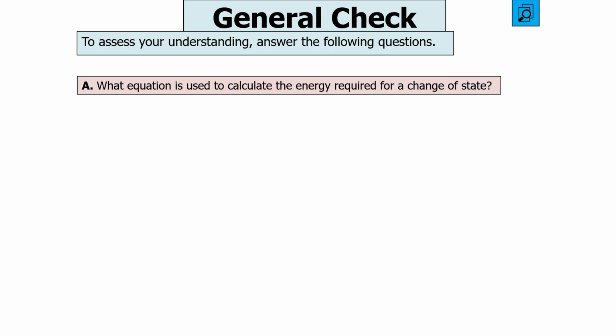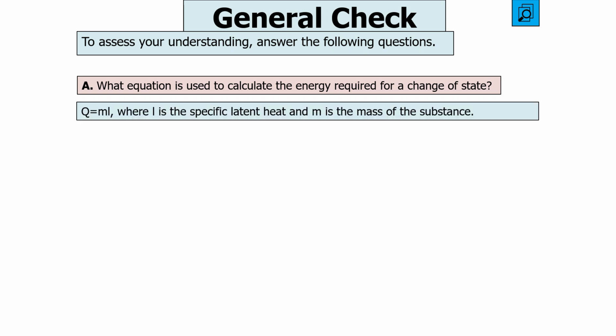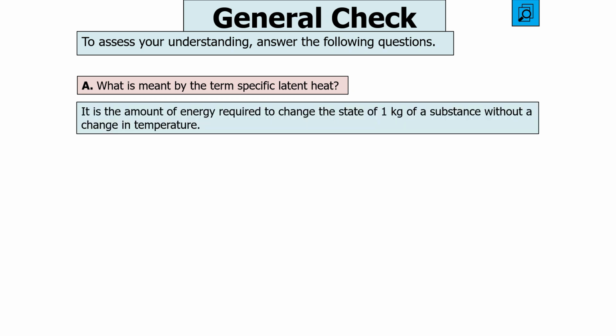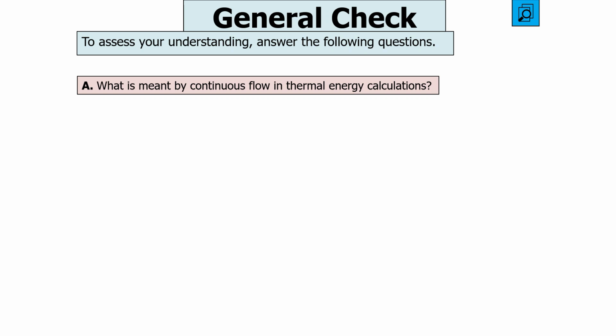What equation is used to calculate the energy required for a change of state? Q equals mL, where L is the specific latent heat and m is the mass of the substance. What is meant by the term specific latent heat? It is the amount of energy required to change the state of 1 kilogram of a substance without a change in temperature.